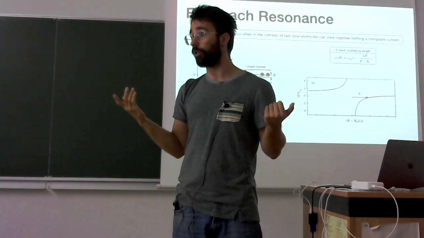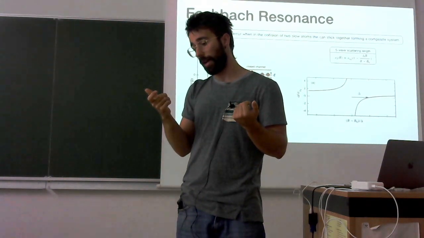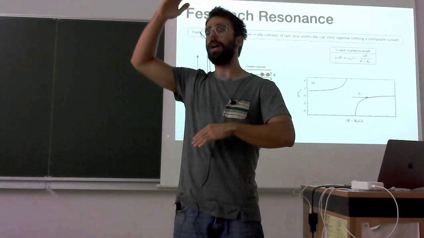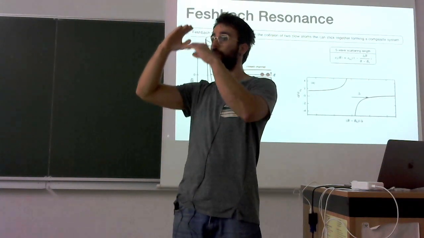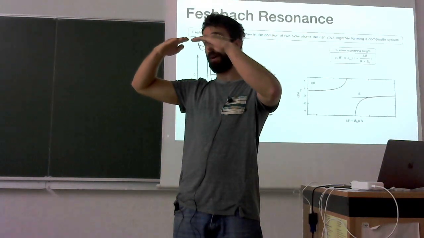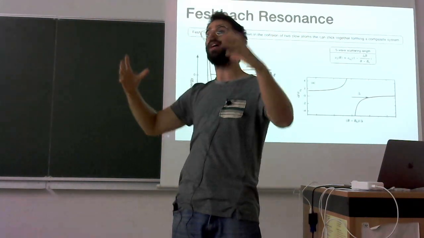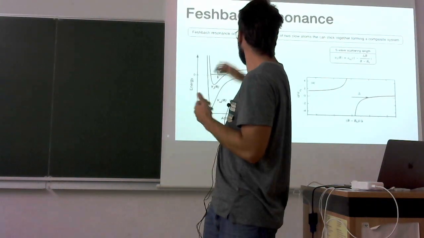So this is making a tuning of a magnetic field. We can move the closed channel and the entrance channel to make a crossing between the energy of the system and the energy of the bound state, and form a molecule. This is the general idea. How can we control it?